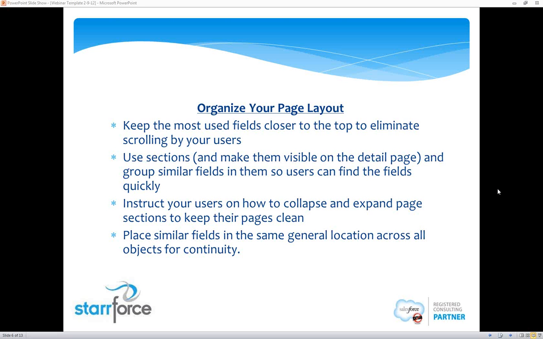And then you want to always keep your similar fields in the general location across all objects for continuity. And so what I mean is like the object name, the lead name, the account name, the opportunity name. Put them in the same place, the upper left or something like that. The owner of the record, maybe on the upper right. But always keep those fields in the same general area all the way across so people don't have to go looking for the account name and find it down on the bottom left and the contact name is up on the top right. So let's go ahead and take a look at some of that.